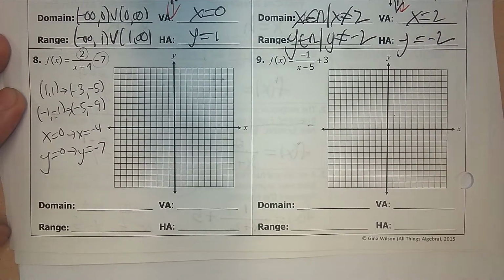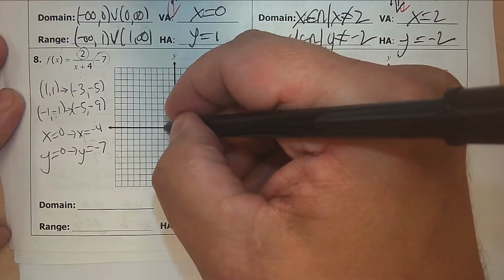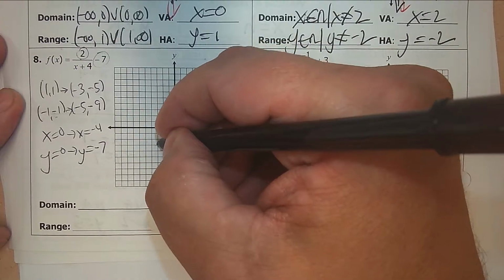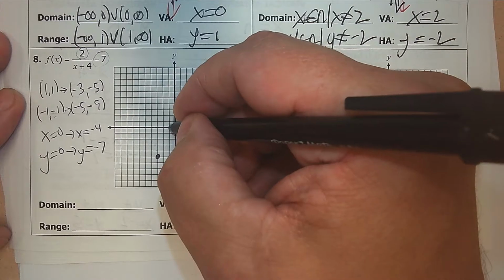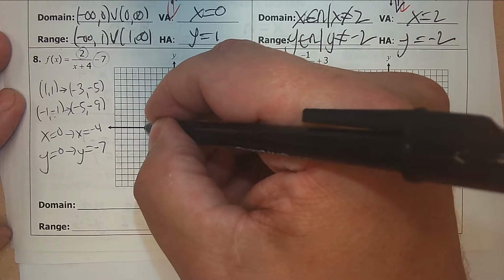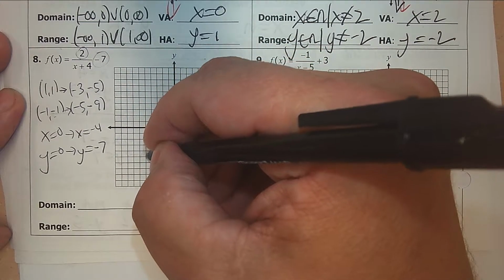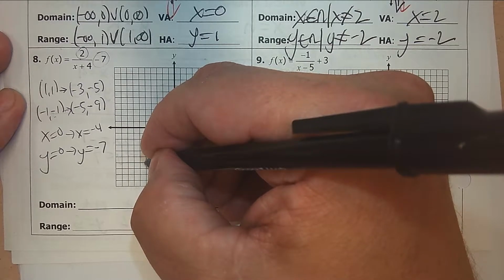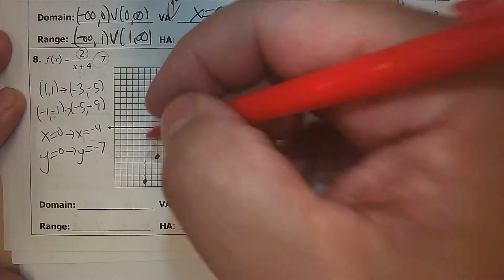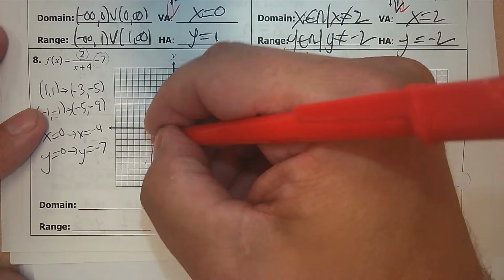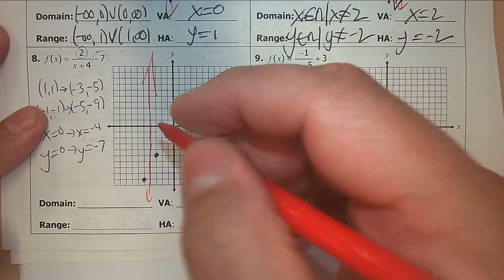So I'm going to start with the points. So -3 and -5, and -5 and -9. The asymptotes are at -4 and at -7.